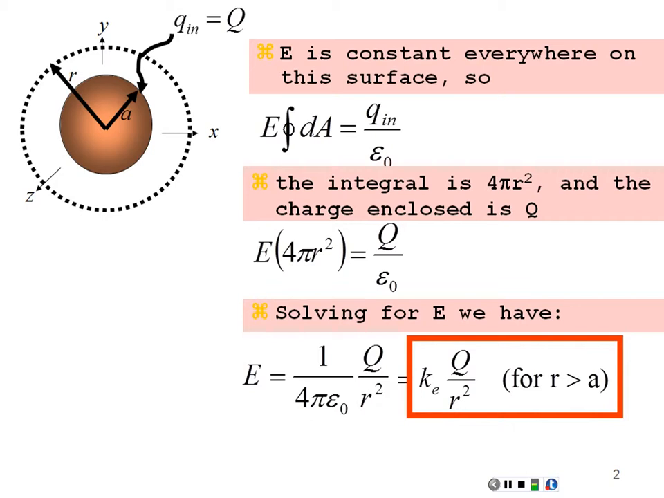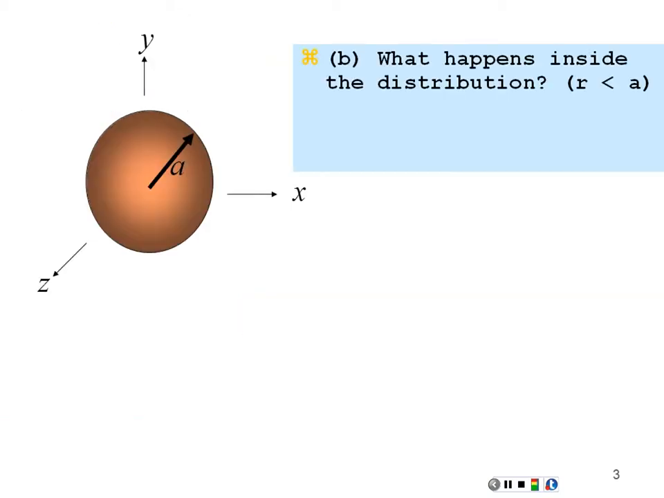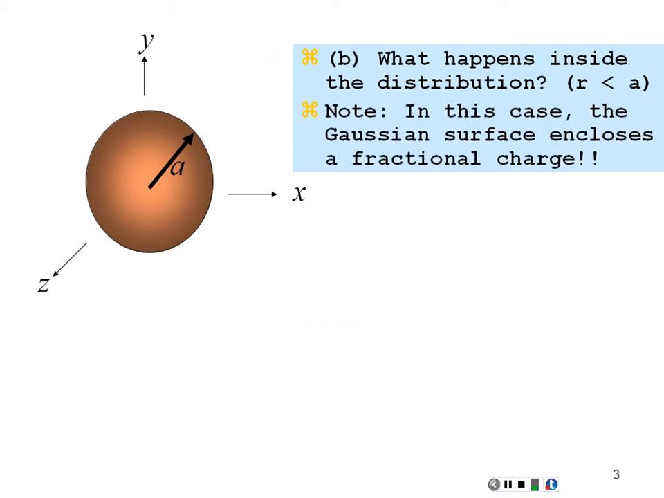This E field looks like a point charge if we're at a distance r greater than the radius of the spherical distribution itself. Makes sense. We've seen that result before as we get further away. What happens, though, if we go inside the distribution?